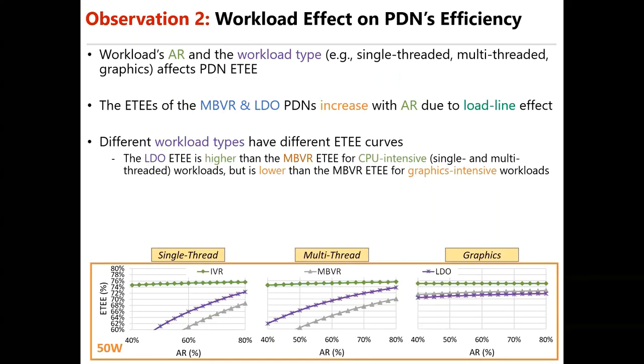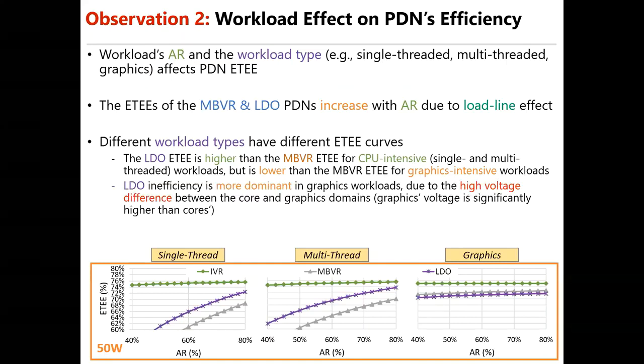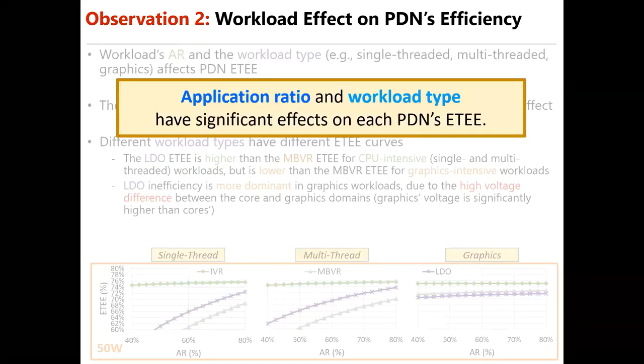For example, the LDO end-to-end efficiency is higher than MPVR end-to-end efficiency for CPU-intensive workloads, but is lower than MPVR end-to-end efficiency for graphics-intensive workloads. LDO efficiency is more dominant in graphics workloads due to the high voltage difference between core and graphics domains. We conclude that application ratio and workload type have significant effect on PDN's end-to-end efficiency.